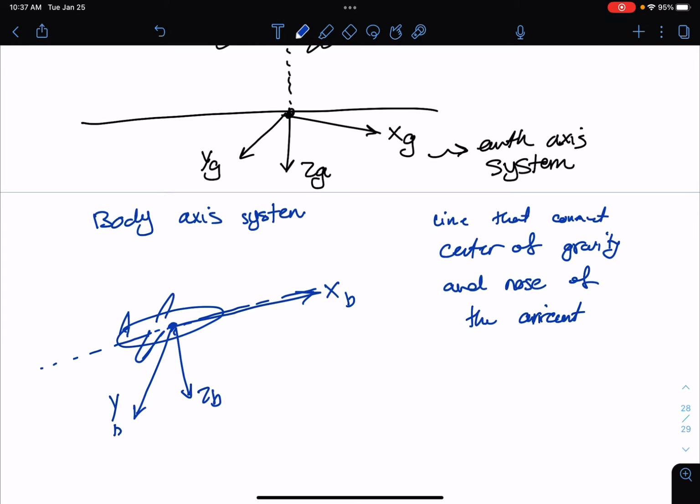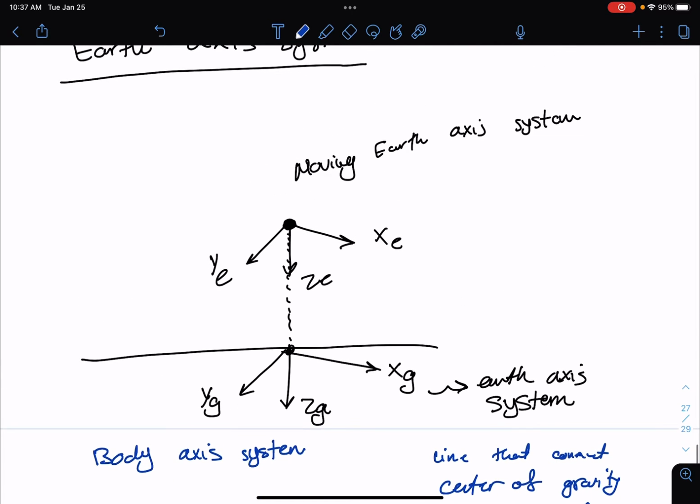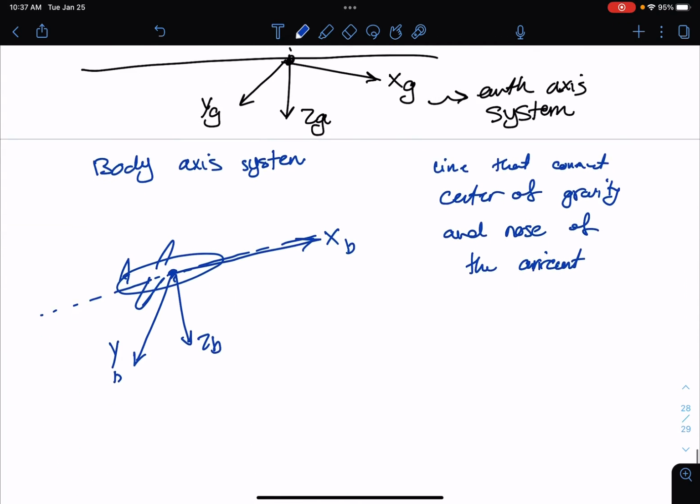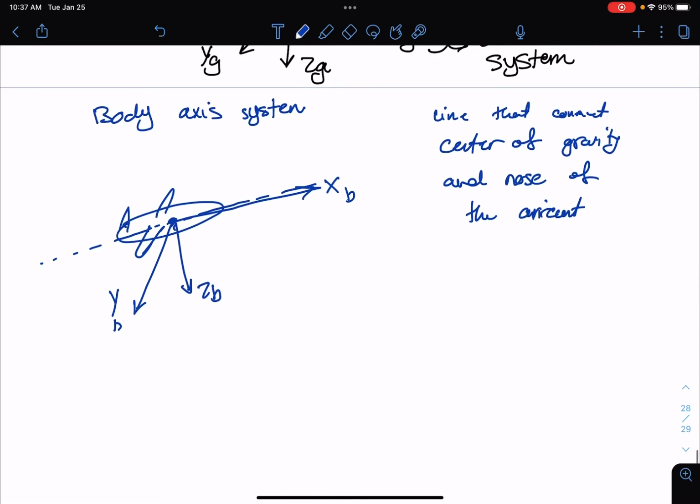So Earth axis system is going to be on the surface of the Earth. Then you take it to an altitude. It is going to give you the moving Earth axis system, and then you rotate it to align with the line that connects the center of gravity and the nose of the aircraft. The next one is the air path axis system.